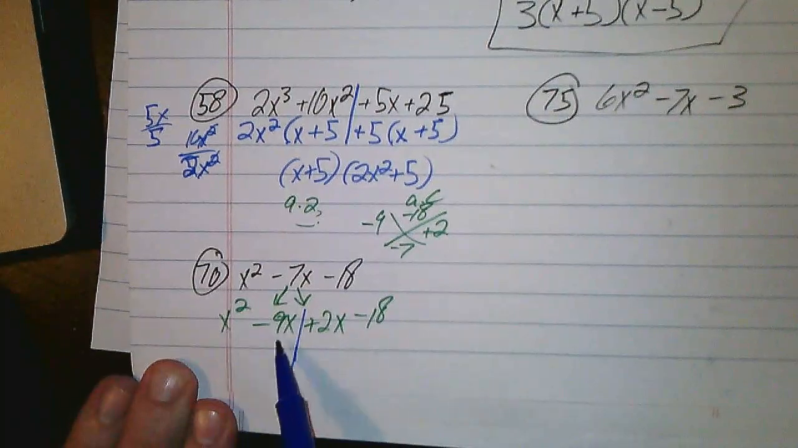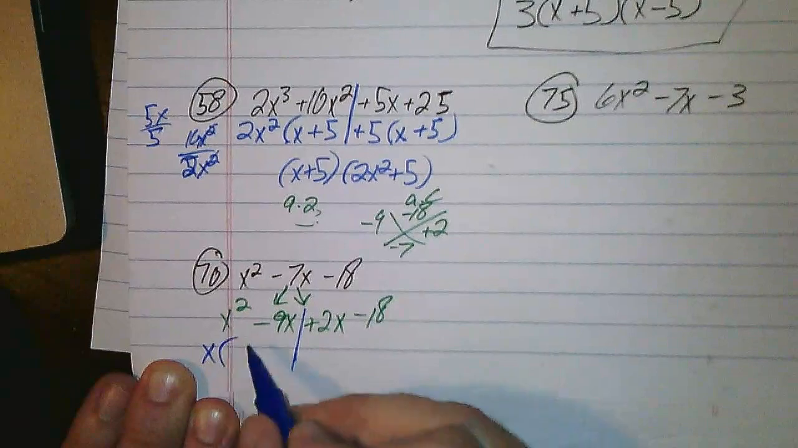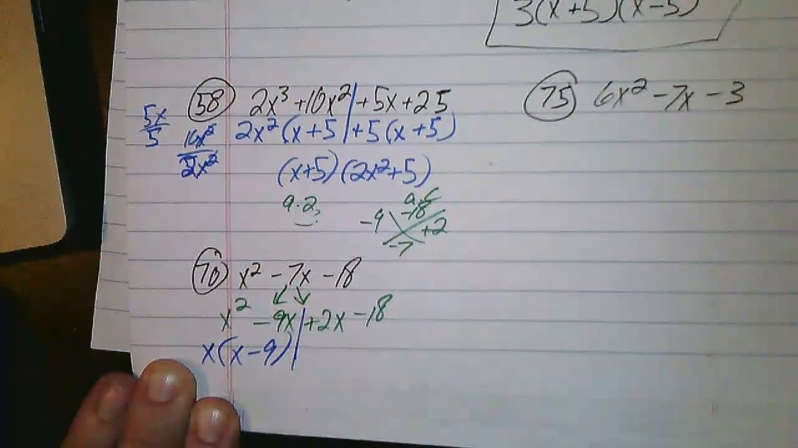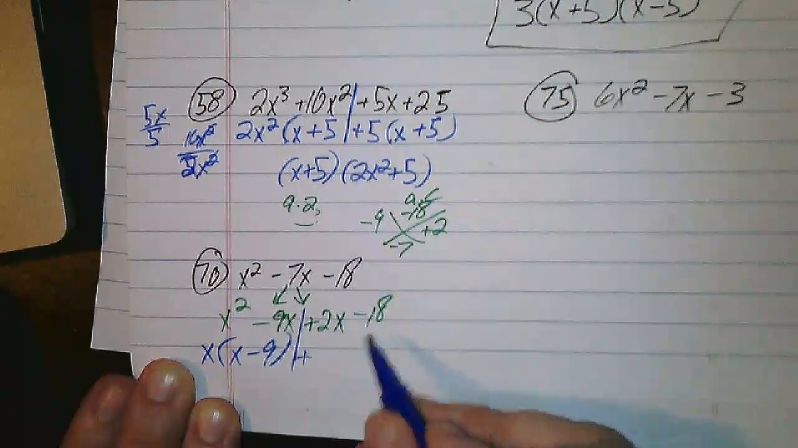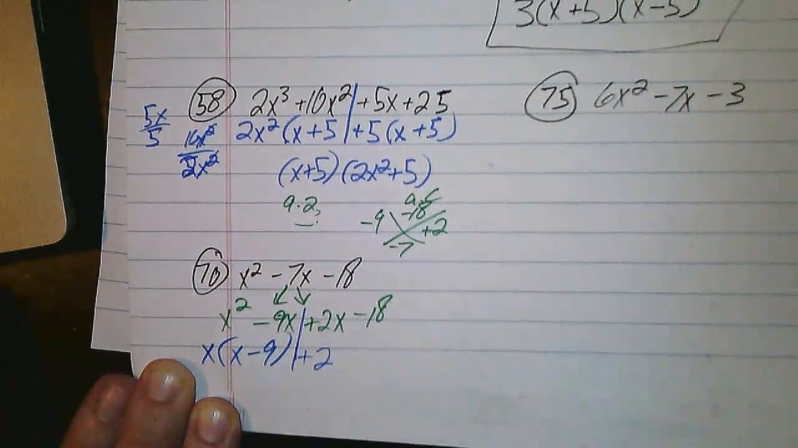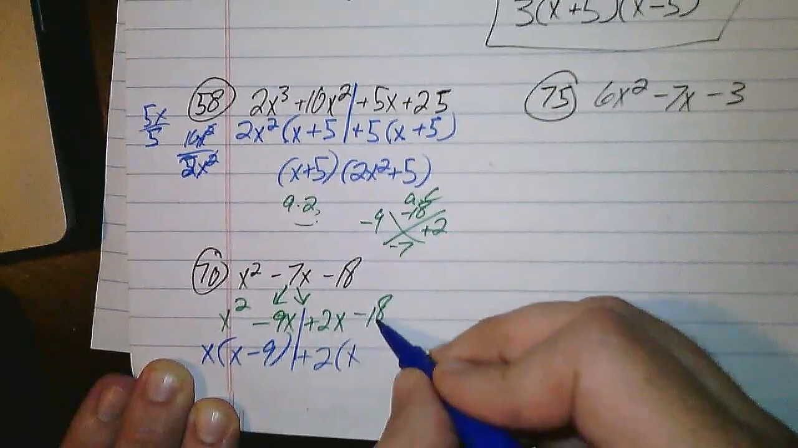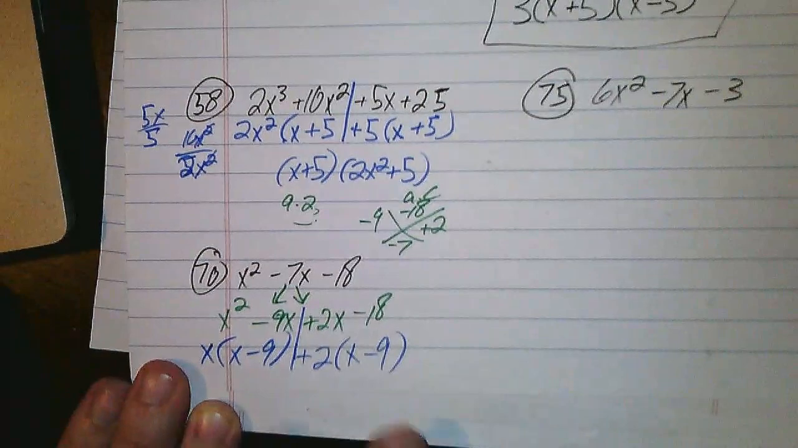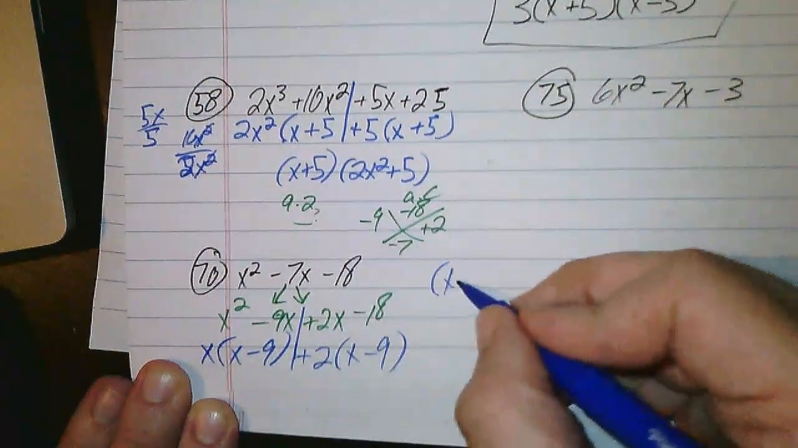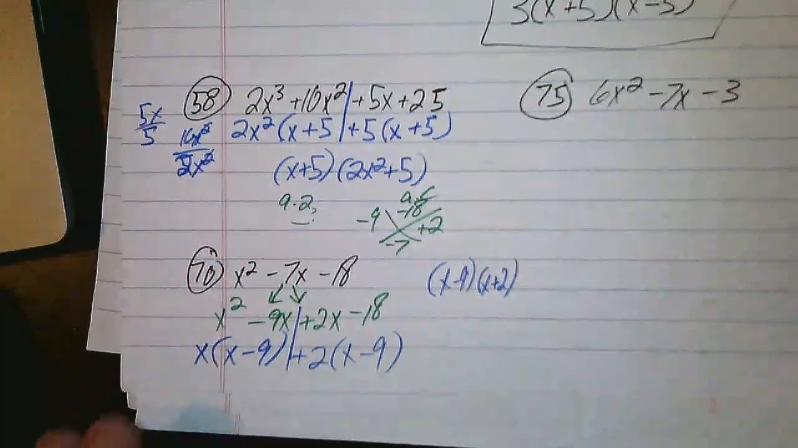On the left, out of x squared minus 9x, I can factor out an x, leaving me with x minus 9. I bring down this sign, and out of 2x minus 18, I can factor out a 2. 2x divided by 2 is x. Negative 18 divided by 2 is negative 9. And so we get our x minus 9 times x plus 2.